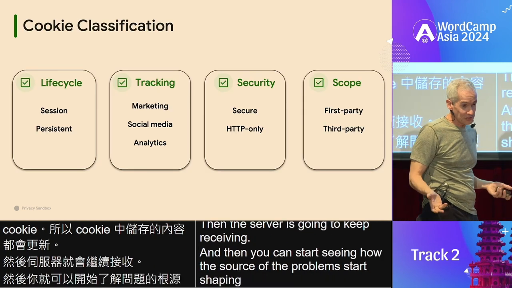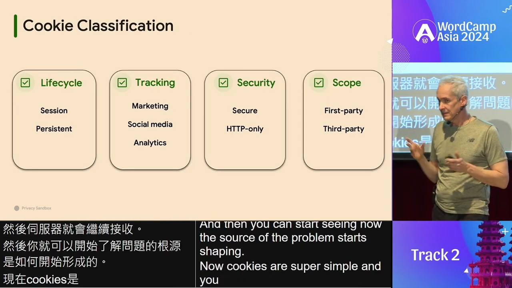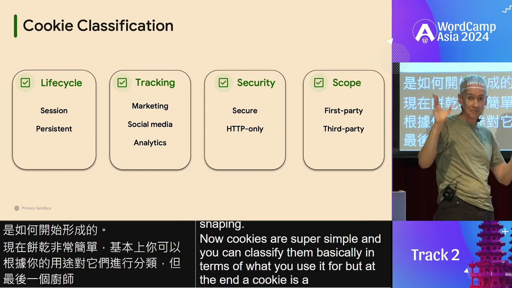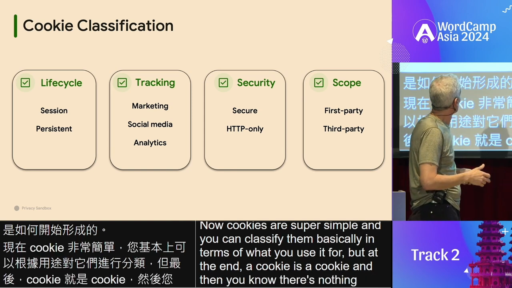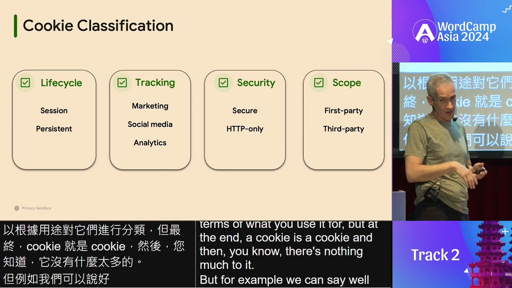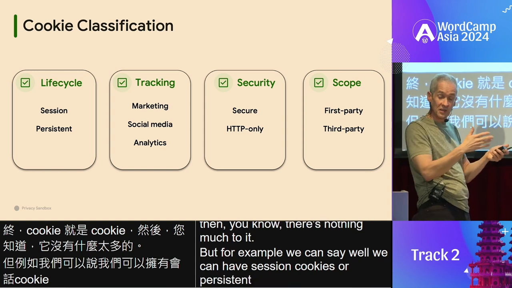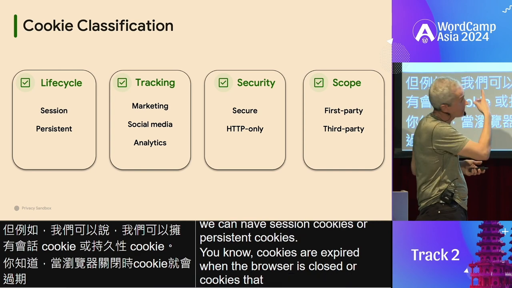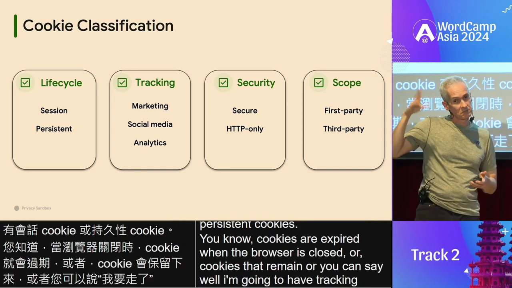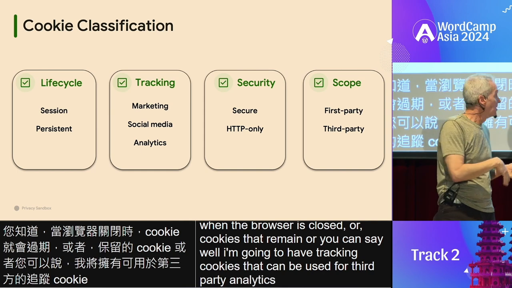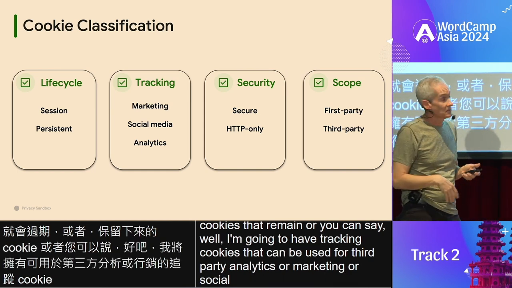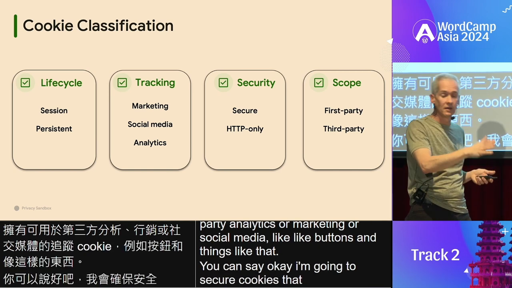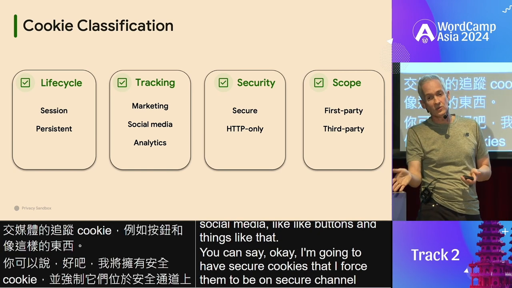Now, cookies are super simple, and you can classify them basically in terms of what you use them for. But at the end, a cookie is a cookie, and there's nothing much to it. But for example, we can have session cookies or persistent cookies, cookies that expire when the browser is closed, or cookies that remain. Or you can say, well, I want to have tracking cookies that can be used for third-party analytics or marketing or social media like buttons and things like that. You can say, OK, I want to have secure cookies that I force to be on secure channels or only on HTTP or something.